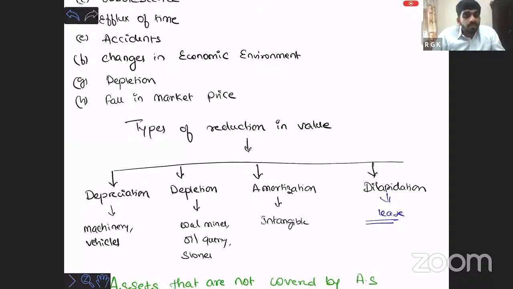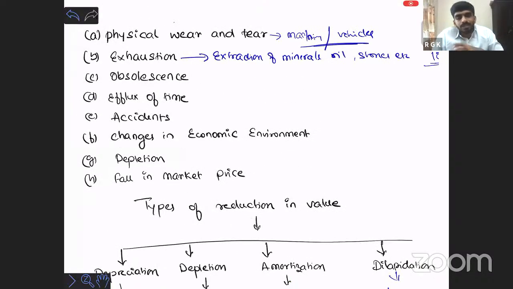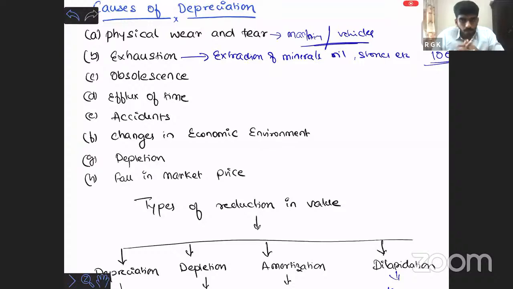Manual to automatic. A machine in your factory might use manpower. A new machine has come up where more automation happens. So obviously the old machine's value goes on reducing. It is not obsolescence, technological development. Obsolescence means technological development.